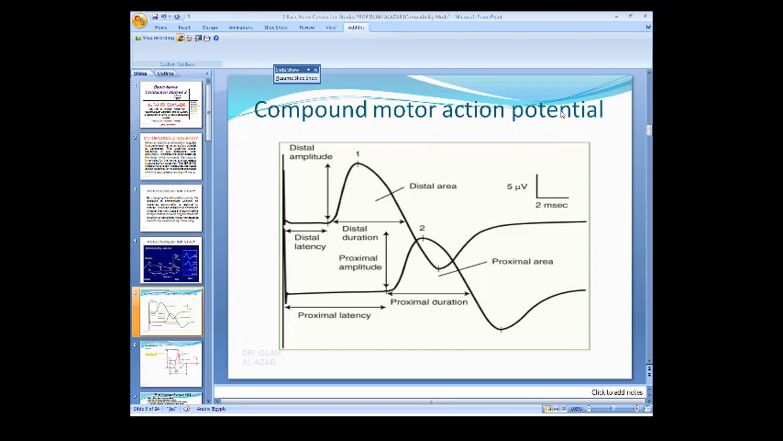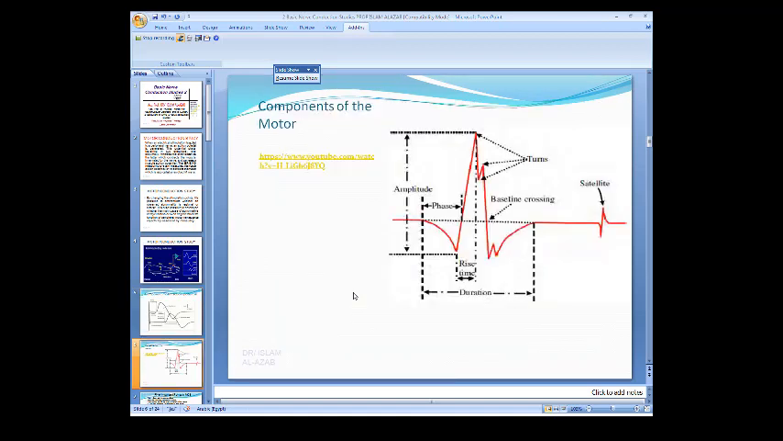Compound motor action potential. In the motor, as we said, we must stimulate at least at two sites. The first stimulation site has a distal latency and a duration and amplitude. The proximal has proximal latency and amplitude and a duration. These are the components of the motor.